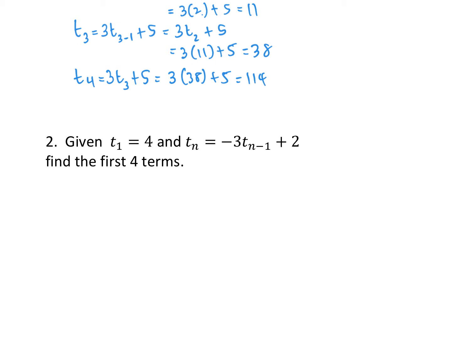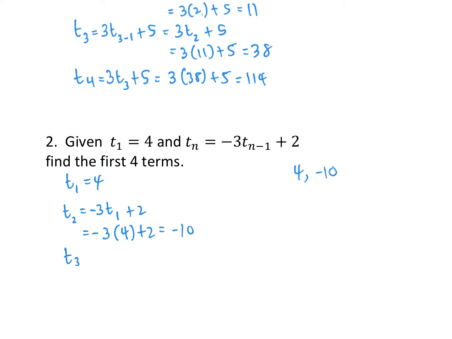Here's another example. Find the first 4 terms. It gave us the first term: t sub 1 is 4. Then they give us a formula for the rest of the terms. For t sub n, the second term will be -3 times t sub n minus 1. If n is 2, 2 minus 1 is 1. So to find the second term, we do -3 times the first term, which we know is 4, and that gives us a value of -10.